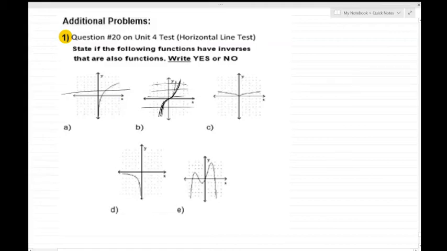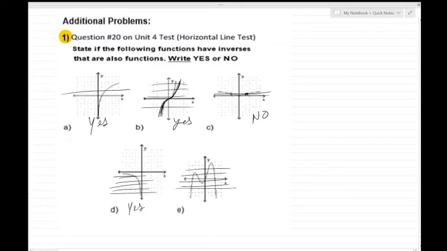This next one is kind of hard to see, but it touches at two different places. So A was yes, this was yes, this was a no, it doesn't pass, so it doesn't have an inverse. Here this guy touches once, so yes, it has an inverse. This one right here definitely does not pass the horizontal line test, so no, it doesn't have an inverse.